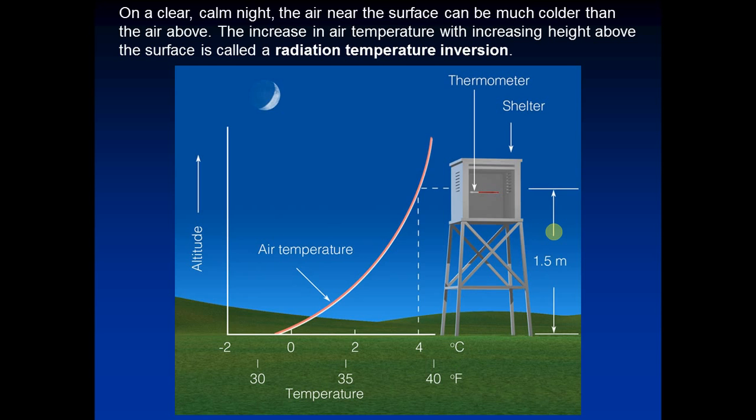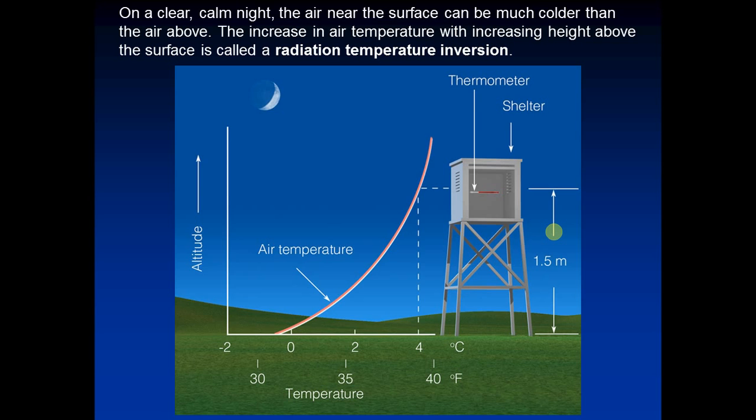This is a substantial difference, although not nearly as great as the difference that can develop in the daytime when the air at the ground might be 30 Fahrenheit or more warmer than the air at the top of your head. Still, this is a noticeable difference with visible effects when we talk about crops and frost at the surface. So why does the ground and the air in contact with it become cooler than the air above it at nighttime? The radiation temperature inversion develops best on a clear, calm night.